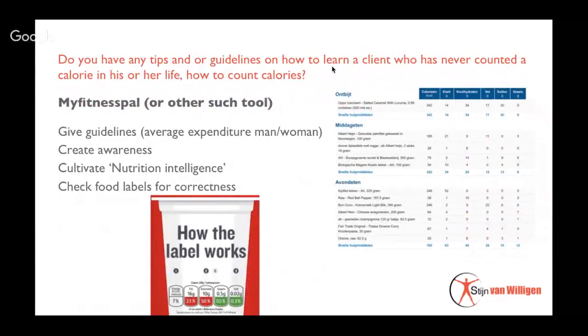Do you have any tips or guidelines on how to teach a client who has never counted a calorie in his or her life to count calories? How to teach them to count calories? What I think is the most essential thing, if they have never done this, is creating awareness. They should have a rough awareness of, like, a banana has 100 calories, a slice of bread has 70 calories. And if they have this awareness, then most often they will also become curious about certain things they have been eating for years, like how many calories they contain.